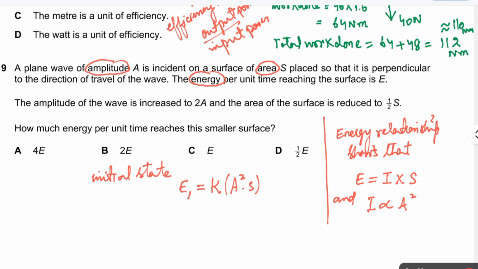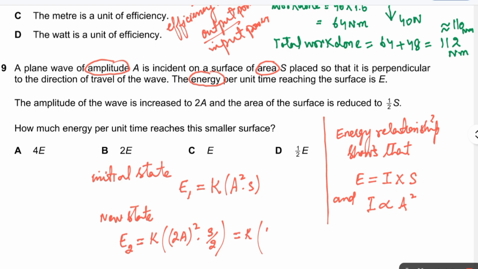Now there is a new state. What is the new state? The new state is that the amplitude of the wave is increased to 2A and the area is reduced by half. So the new state energy is equal to K multiplied by (2A) square multiplied by surface area, which is half. That is equal to K.